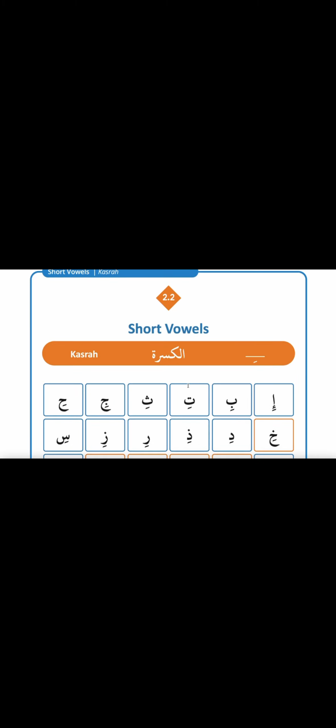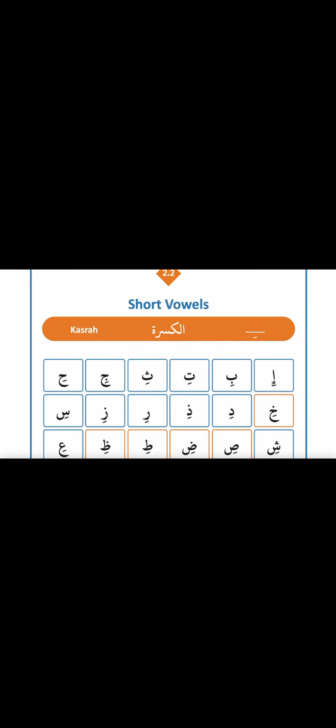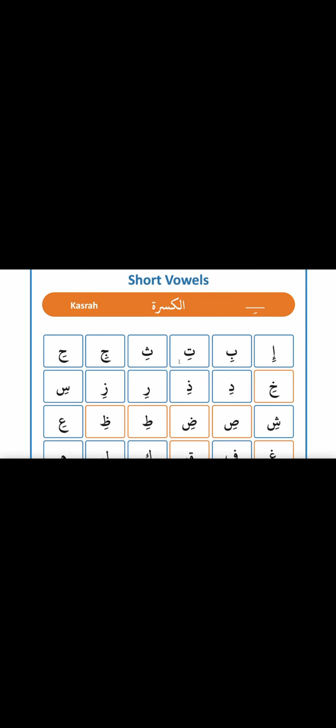As for today, we're going to be looking at something called Kasrah. Now, Kasrah is when we have a small line, very similar to Fatha, but it goes underneath the letter. Remember Fatha, the line was on top. If the line is underneath, it adds an E sound to the letter.